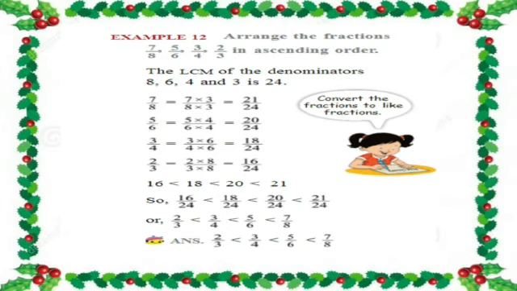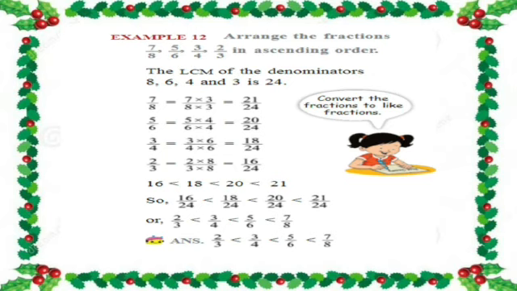As you have to arrange in ascending order, now you will arrange the fractions with the smallest numerator as the smallest fraction in the increasing order. So you compare the numerators and arrange in ascending order. So when you compare these fractions, 16 by 24 is less than 18 by 24. It is less than 20 by 24 and 20 by 24 is less than 21 by 24.